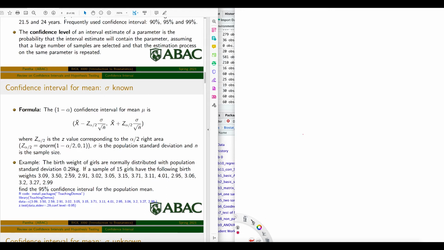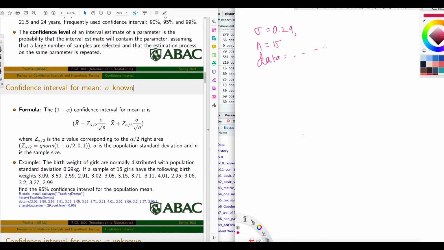Okay, let us see this. The birth weights of girls are normally distributed with population standard deviation 0.29. What is given? Sigma is given there, right? So sigma is 0.29. If a sample of 15 girls, so what is given? n is 15, that is given. Have the following birth weights. The data is given, right? So we will use this data to find x bar.